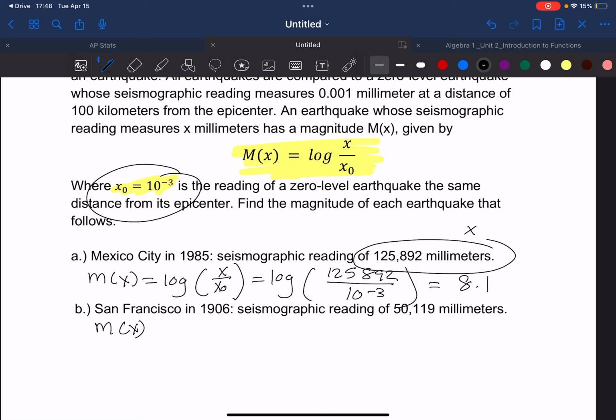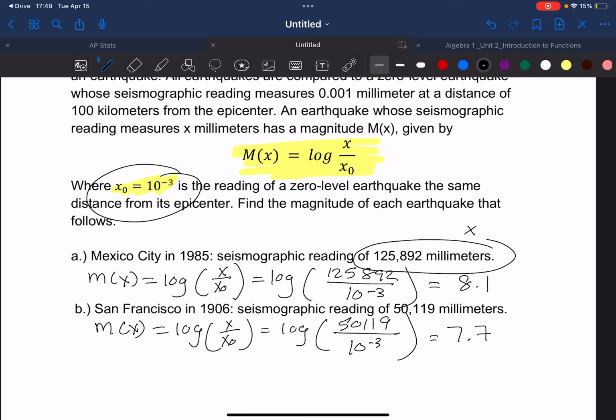Same with the next one. It says San Francisco in 1906 had a seismographic reading of 50,119 millimeters. So we would plug in that value for x, so 50,119 over x naught, which is still 10 to the negative 3rd power. We would plug this entire thing into our calculator and we would get 7.7.